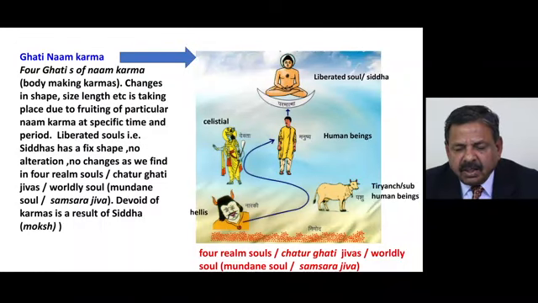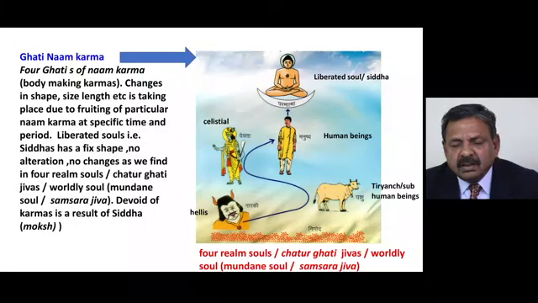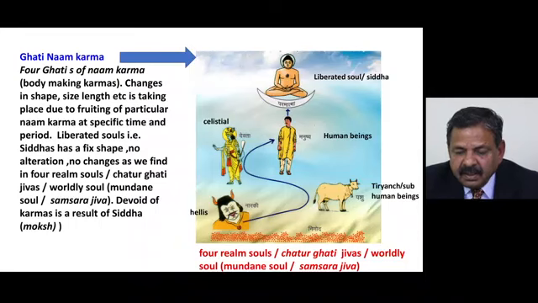Here I would like to show a picture of the different shapes, just for the sake of small knowledge. That is, the hellish Narki, Tiryanch, Manushya, Devata, and the liberated soul. This is the fifth gati, the liberated soul. Here this is the permanent stage. Once we attain this stage, the soul will never come back into the world for the different paryayas.